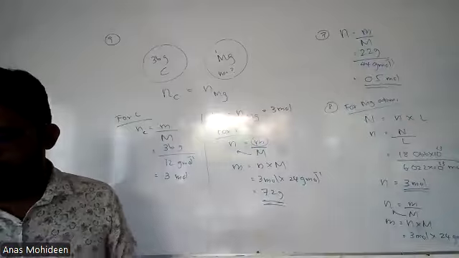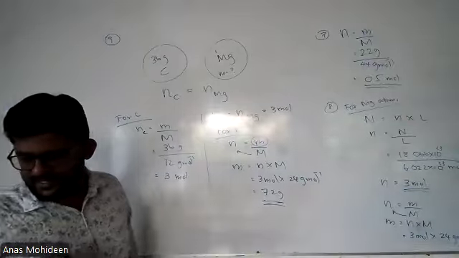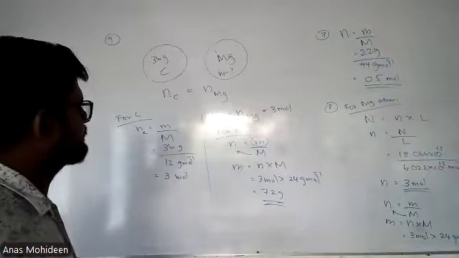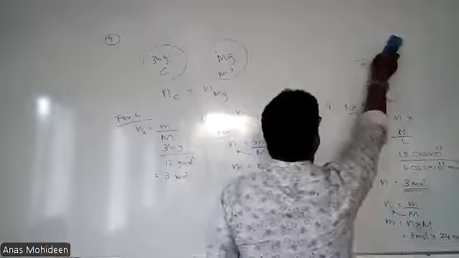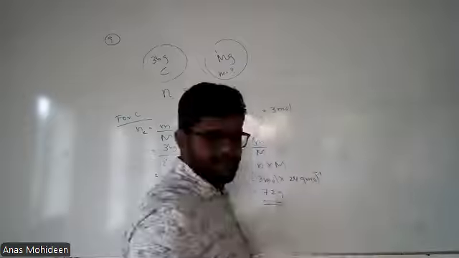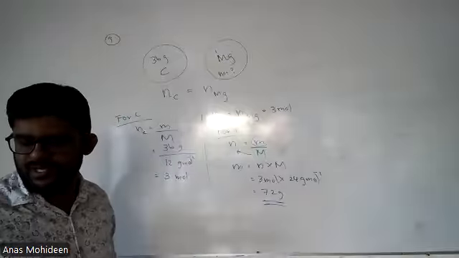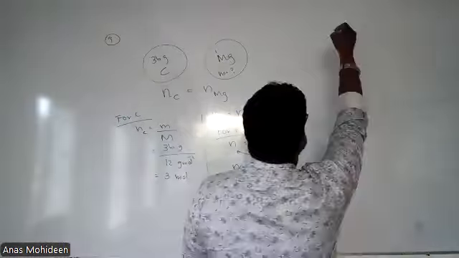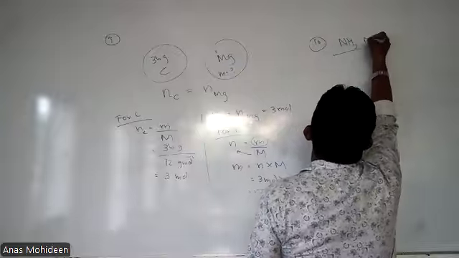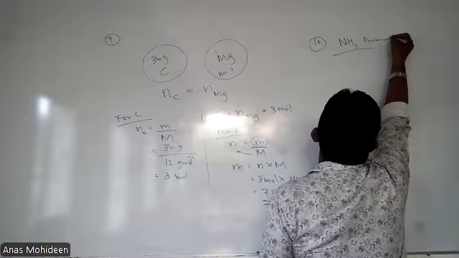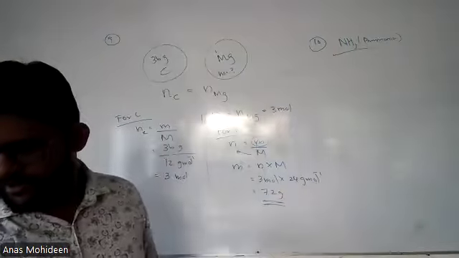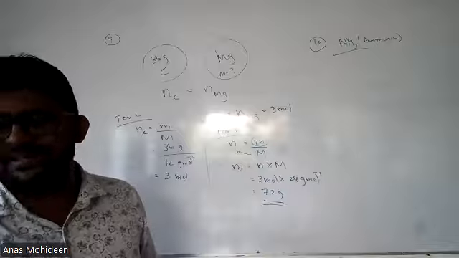Question 10. If 4 moles of ammonia is contained in a sample, find the number of hydrogen atoms contained in it. How do you find it? 4 moles of ammonia is contained in a sample. Now the problem is you don't know what ammonia is. Ammonia is NH3. 4 moles are there. Find the number of hydrogen atoms.